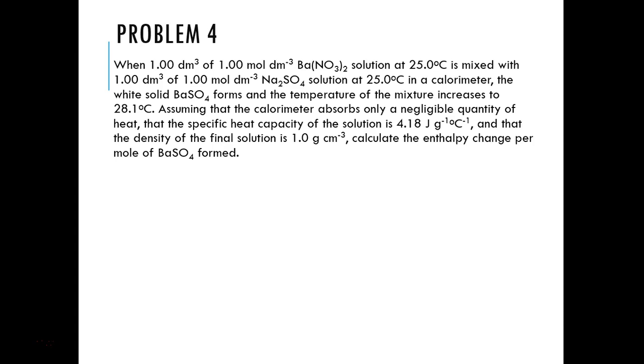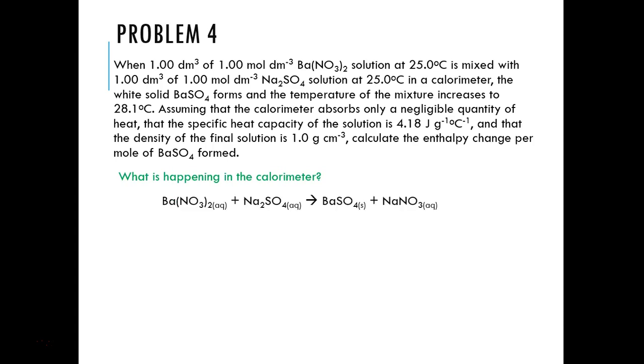Okay, so a couple things in this problem. First, let's figure out what's happening in the calorimeter. It's a precipitation reaction. Aqueous barium nitrate and sodium sulfate are going to form solid barium sulfate and aqueous sodium nitrate. This isn't balanced. You need a 2 in front of the sodium nitrate, but those are just spectators, and they're really not going to be relevant in our final calculations.